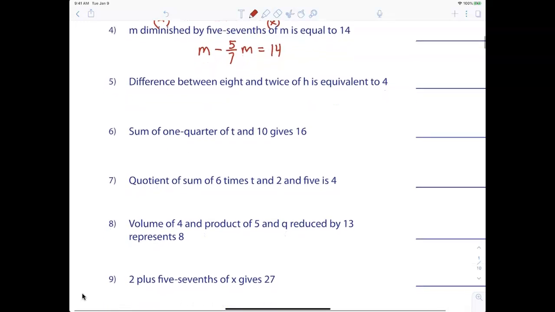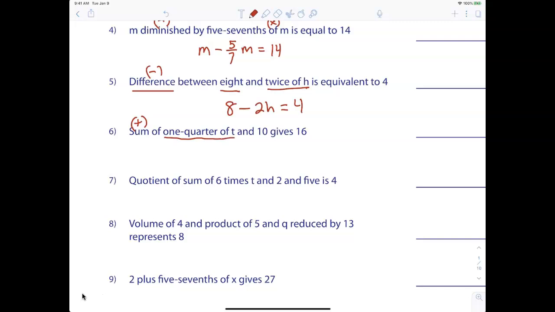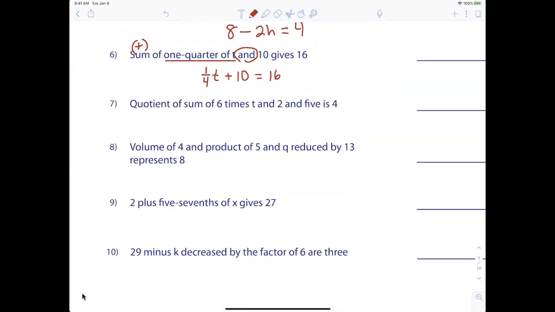Number 5: the difference, again, is subtraction. So the difference between what? The difference between 8 and twice h is equivalent to 4. Sum, again, is a good word for addition. So what are we adding? We're adding 1/4 of t, which is 1/4 t, and is the addition 10, and that gives us 16.